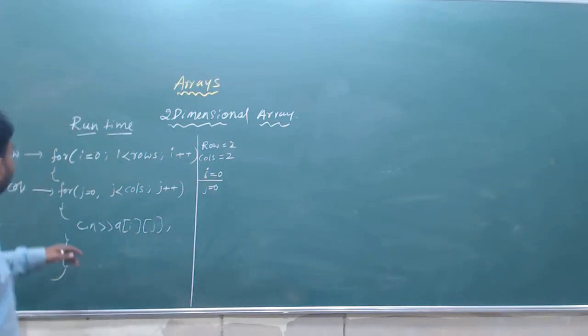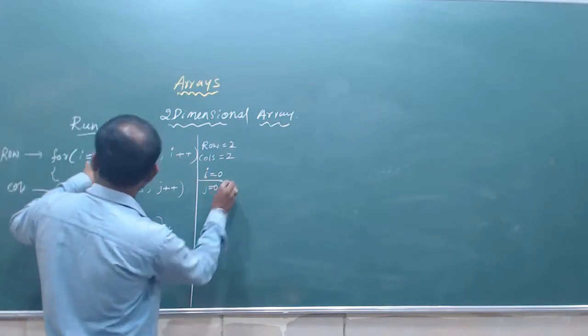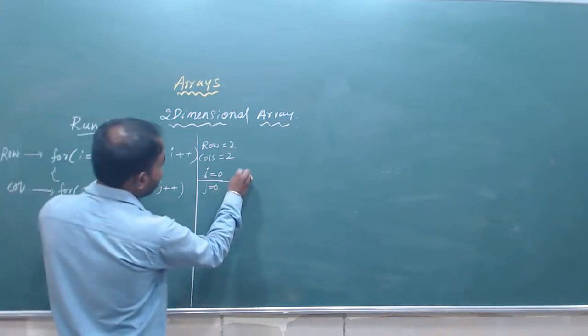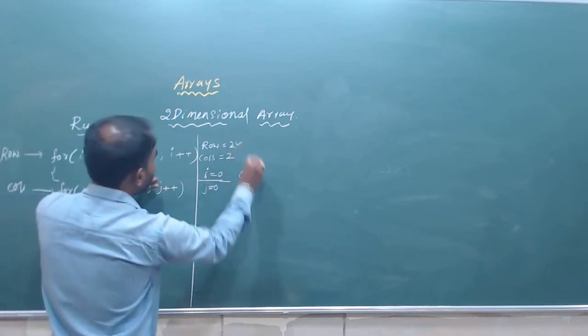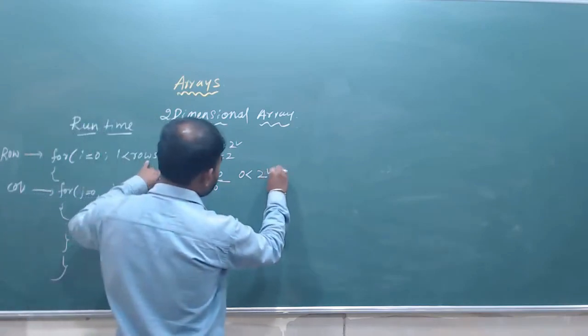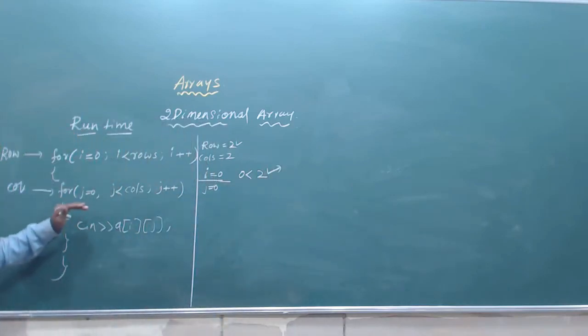Let us see how it works. So i is equal to 0. The condition is i less than rows. i less than rows is nothing but 0 less than rows, and rows I have taken as 2. Right? So this condition is satisfied. Then the control will move inside the loop.